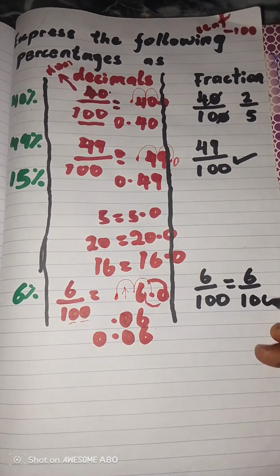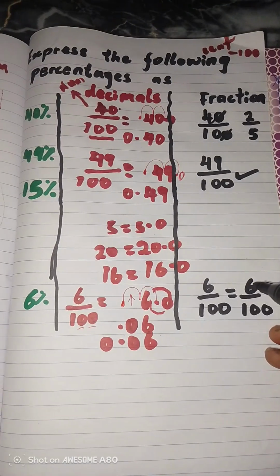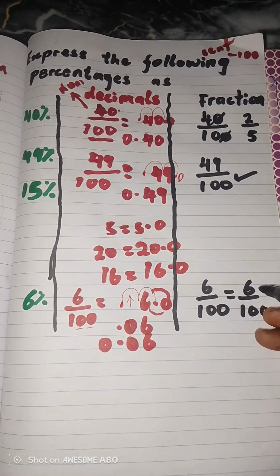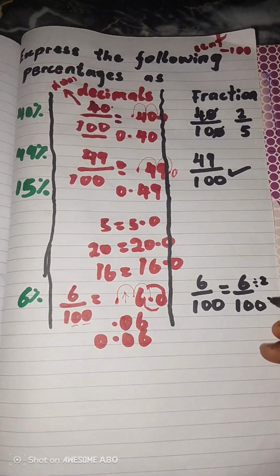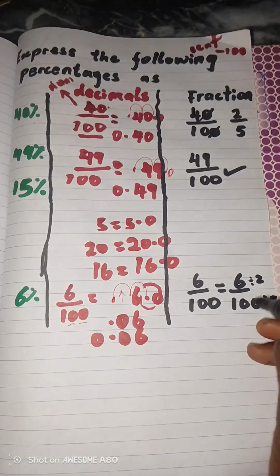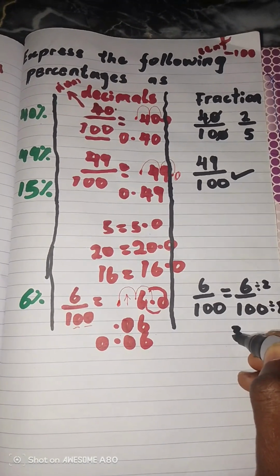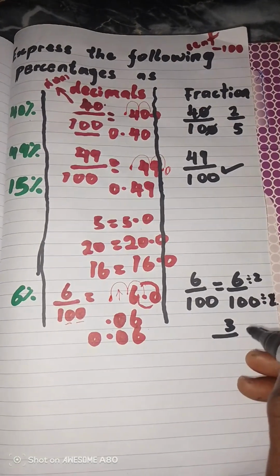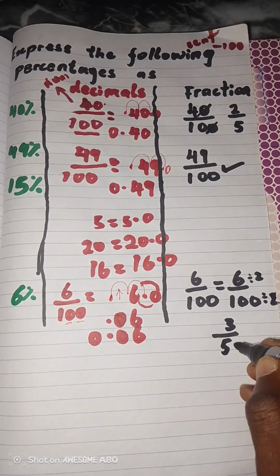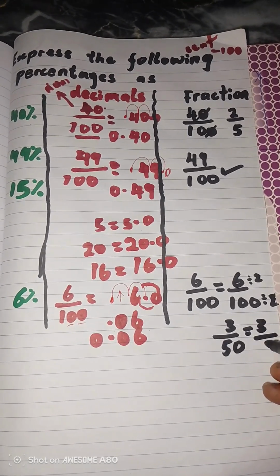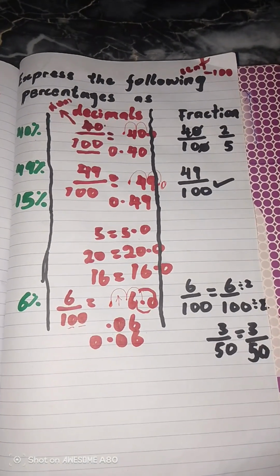What is common between 6 and 100? Let's try the smallest number, 2. Can 2 go into 6 and 100 at the same time? Yes, it can, because this is an even number and this is an even number, so divide by 2 and divide by 2. 6 divided by 2 gives us 3, and 100 divided by 2 is 50. How do I know it's 50? 10 divided by 2 is 5, 0 divided by 2 is 0, so my answer is 3 all over 50. So that's how you change from percentages to decimals and fractions.